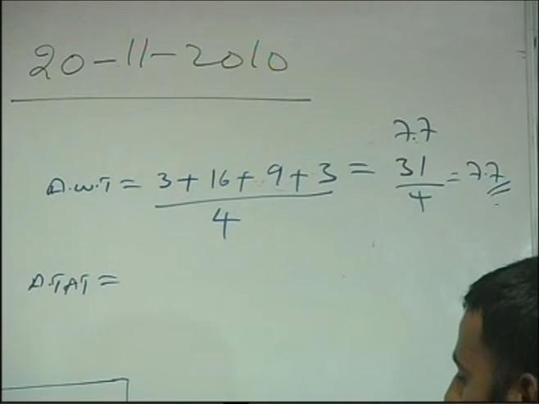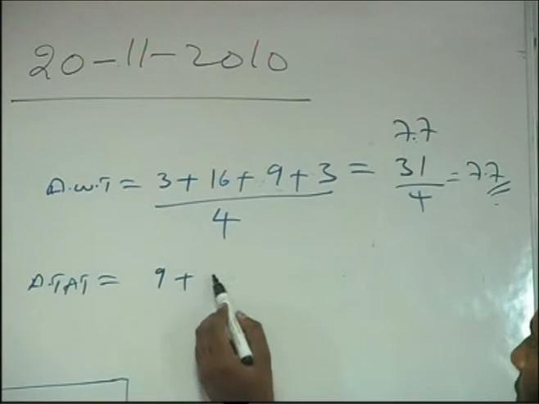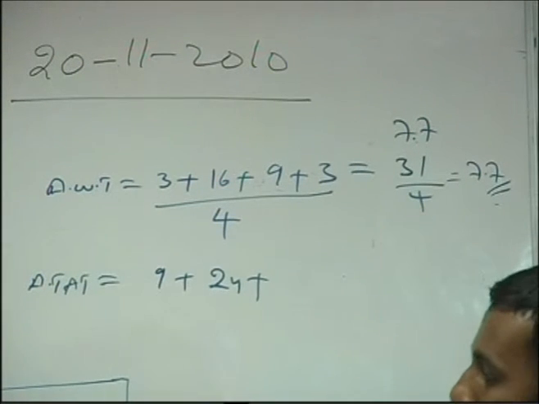And the average turnaround time is the sum of the turnaround times, which is 9 for process P1 and 24 for process P2.